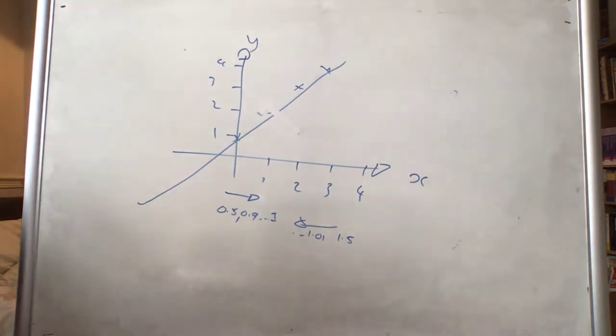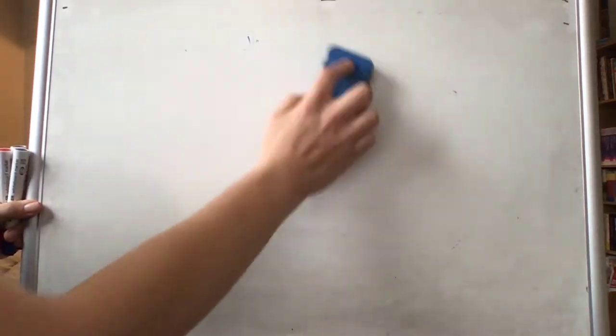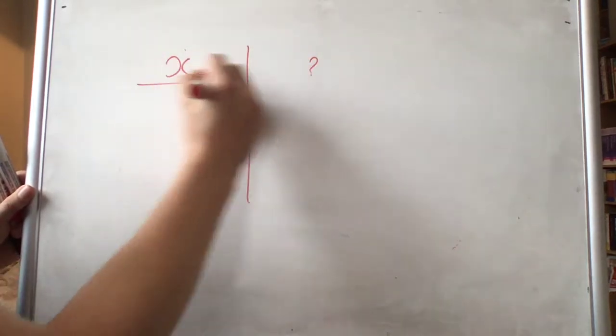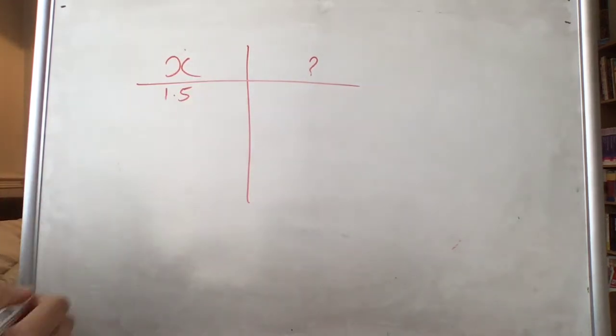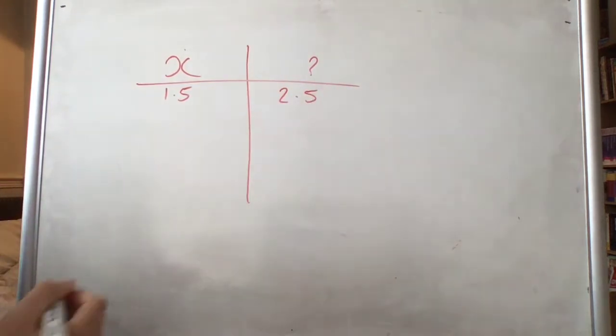Okay, so let's now try this from the other side and see whether or not we also approach 2. So this time we're going to have x, and then we got whatever our answer is going to be. So let's say we put in 1.5 as I suggested. Okay, if you put 1.5 into that calculation, you're going to get 2.5 back out.